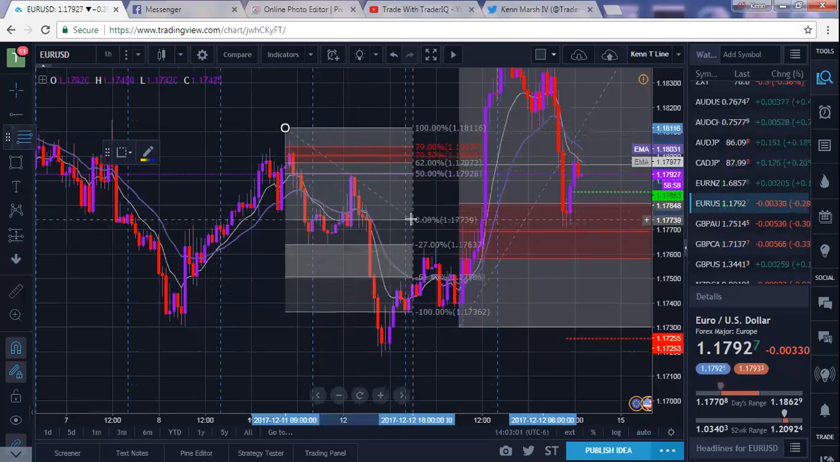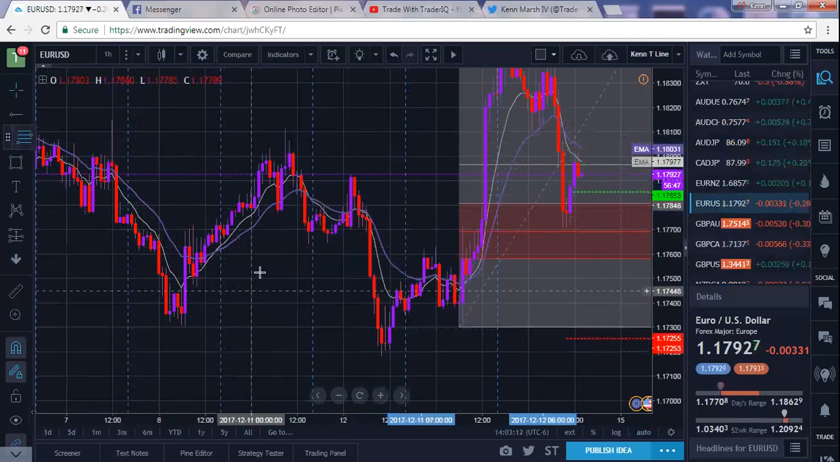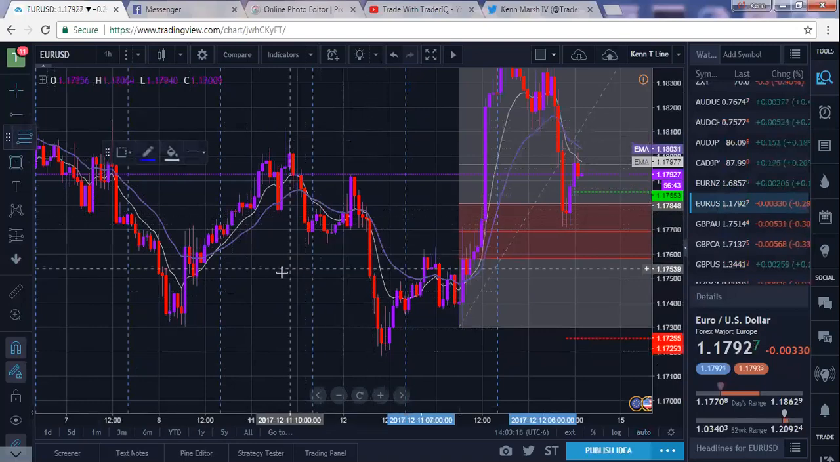So in this case here, I want to show you something. If you use the fib entry, you are not going to get this entry. So I want to show you another thing that I like to do. Now this is also taught to me by my mentor, but I just want to show you a nice little trick here.